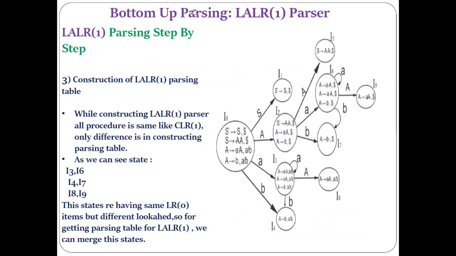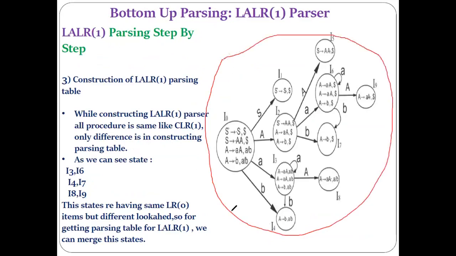Now, the point that I am telling you: in this particular canonical collection of LR1 items, there are certain states like state I3 and I6. Where is the state I3 and I6? I3 and the state I6. Now, if you see these two states, their initial part is same, meaning these LR0 items are same. Only the second part is different, meaning lookaheads are different, in case of the states I3 and I6.